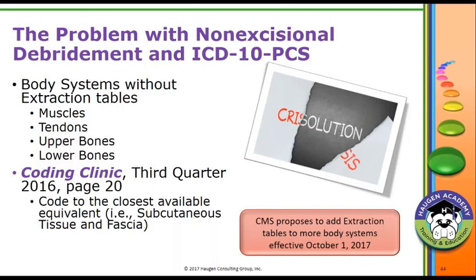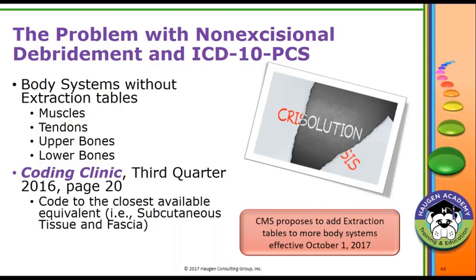Coding Clinic did address that in third quarter of 2016, and they said to code it to the closest available body part equivalent, which is the subcutaneous tissue and fascia. So you're going to forego the body part in order to get the right root operation. And the reason that they do that is excisional debridement codes to a surgical DRG, whereas non-excisional debridement codes to a medical or a non-surgical DRG. And the differences in payment are huge.